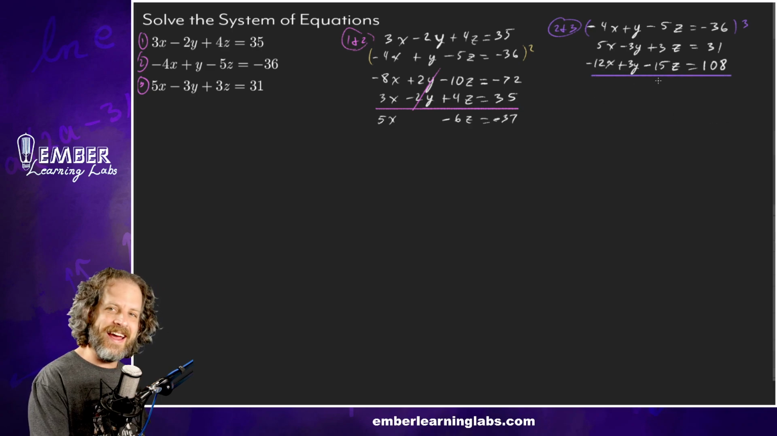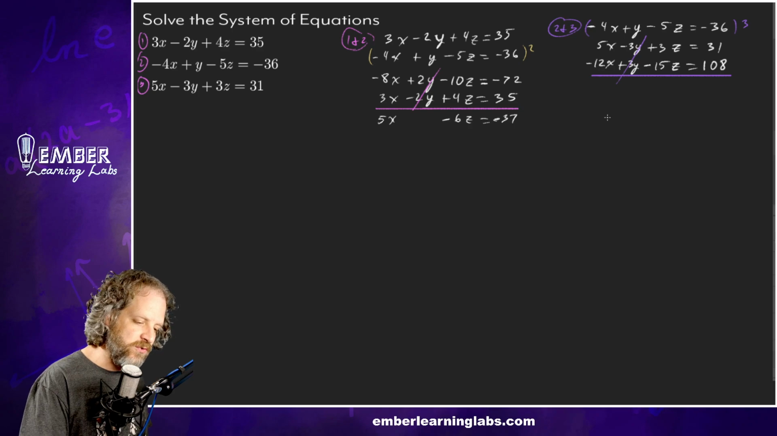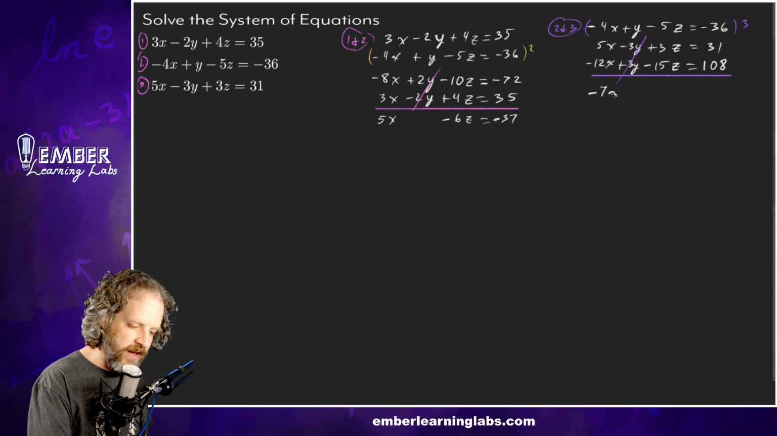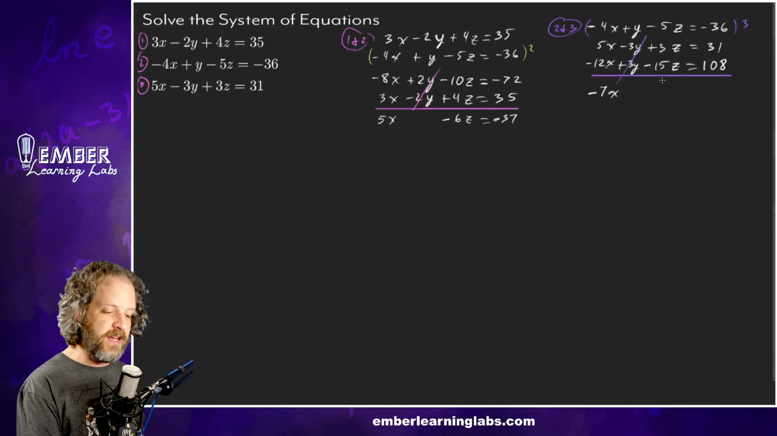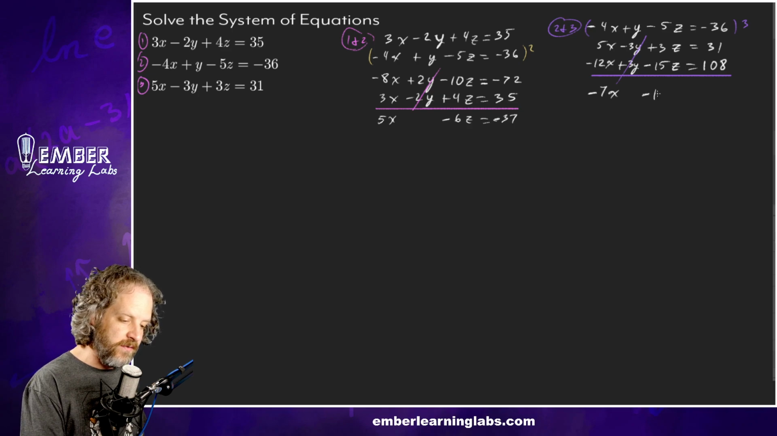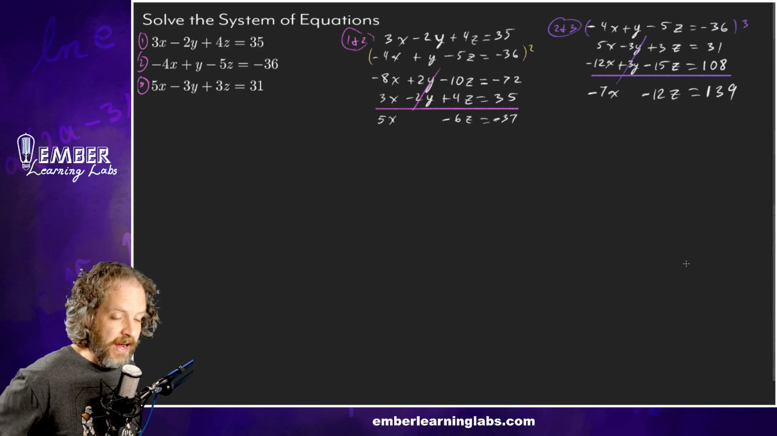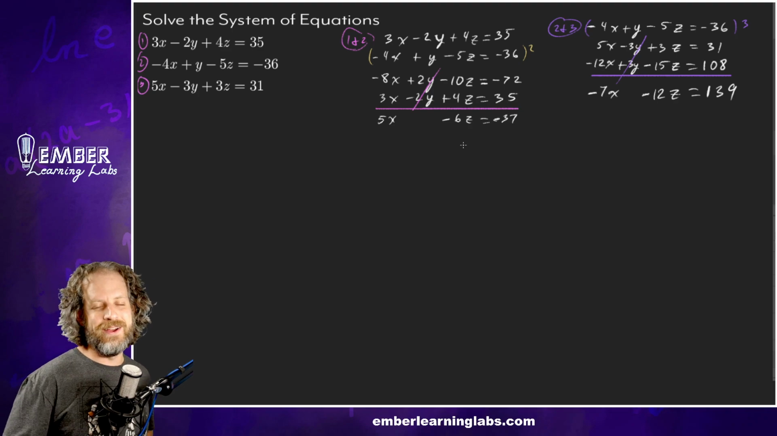Then we're going to eliminate. It's going to kill the y's. 5x plus negative 12x is negative 7x. And then 3z minus 15z is negative 12z equals 139. Okay, so now we have two variable equations.